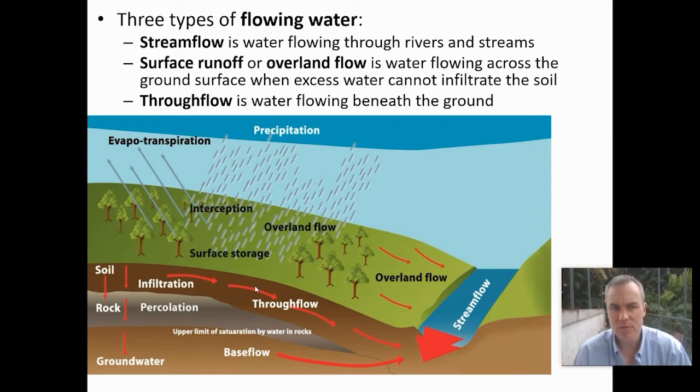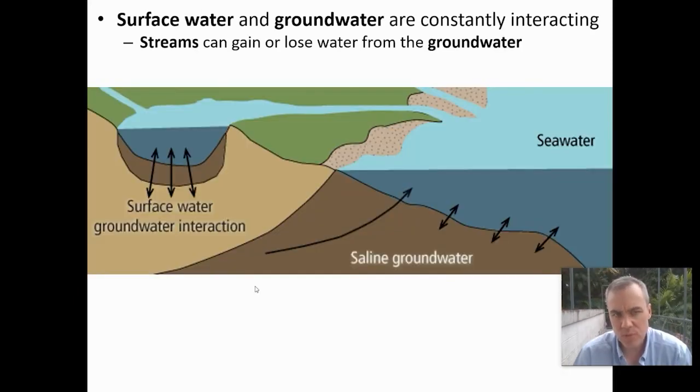So we have three types of flowing water: stream flow in rivers and streams, overland flow across the ground surface, like across your lawn, and then throughflow, water flowing beneath the ground, but sideways. So all we're talking about here is horizontal flow of water. This surface water and groundwater are constantly interacting, right? They're very much connected in the water cycle.